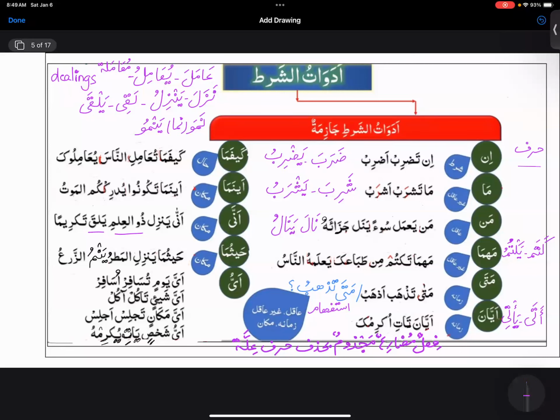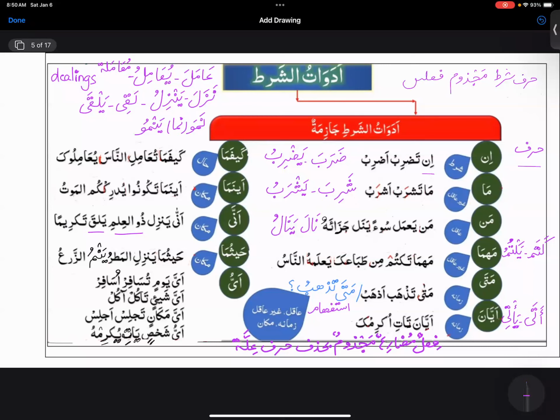Both are going to be majzum, right? And so how are we going to label it? In, we're going to say harfu shart jazima. Right? We can say harfu shart jazima or harfu shart jazimatu feilaini. We can use both terms. So you're going to say harfu shart in, or we say majzumu feilain. Majzumu feilain. What does that mean?